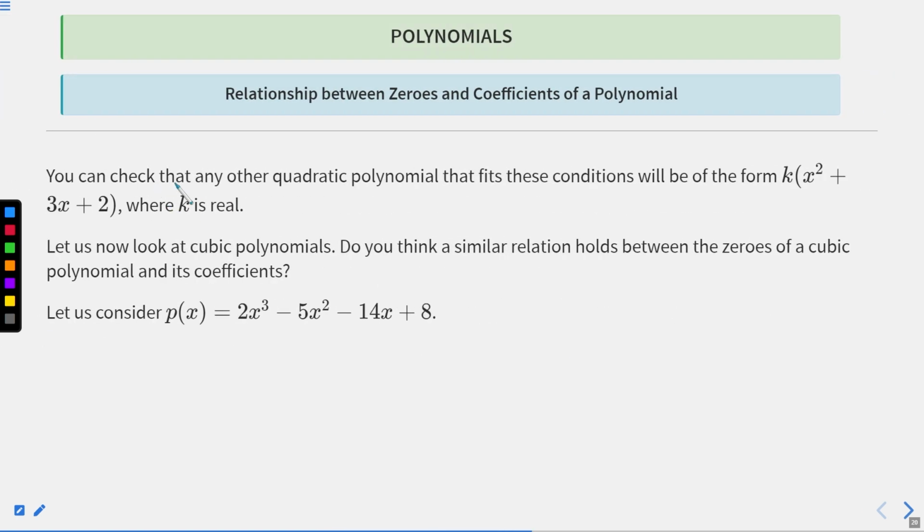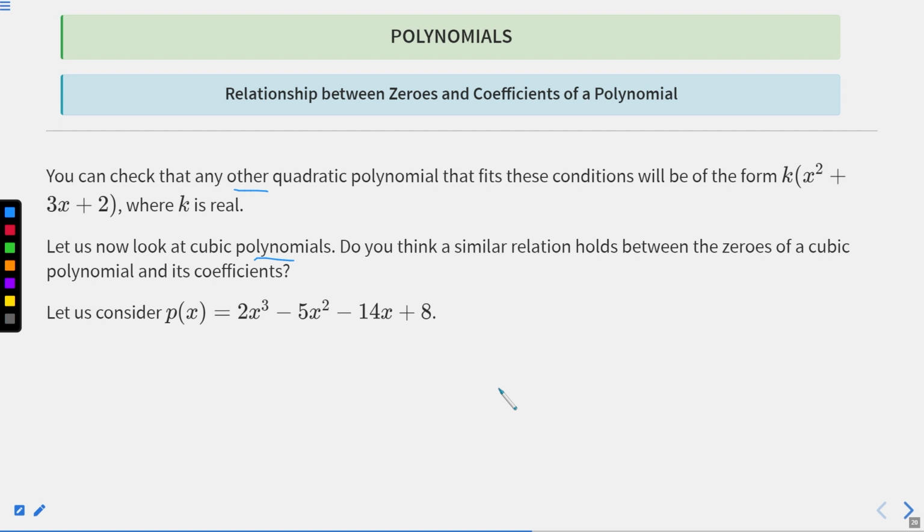But you can check that any other quadratic polynomial that fits these conditions will be of the form k times x square plus 3x plus 2, where k is a real number. Okay, so let us now look at cubic polynomials. So you know what cubic polynomials are? A polynomial of degree 3 is basically called a cubic polynomial.